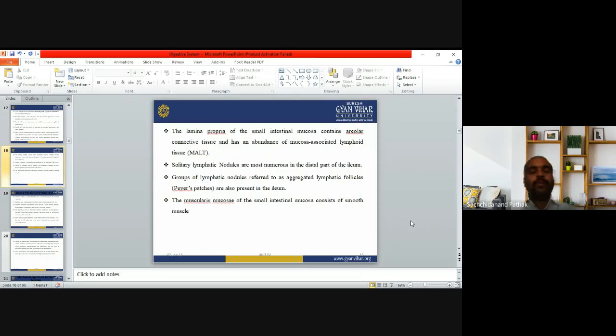The lamina propria of the small intestine mucosa contains areolar connective tissue and has an abundance of MALT. The solitary lymphatic nodules are most numerous in the distal part of the ileum. Groups of lymphatic nodules, referred to as aggregated lymphatic follicles, are also present in the ileum. The muscularis mucosa of the small intestine mucosa consists of smooth muscle.